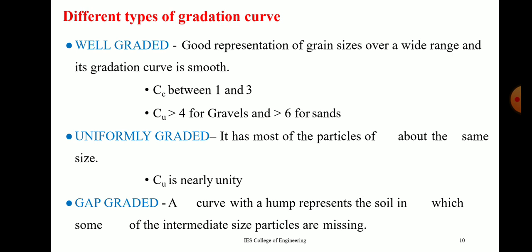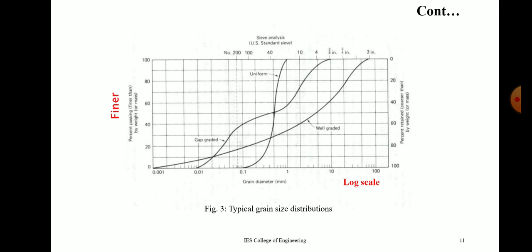For uniformly graded, most of the particles are of about the same size and the Cu value is nearly unity. For gap graded, a curve with a hump represents the soil in which some of the intermediate particles are missing. In this figure, we can find different gradation curves. This is the well graded curve and it is smooth and has a wide range. And this shows the uniformly graded and it's a steep curve.